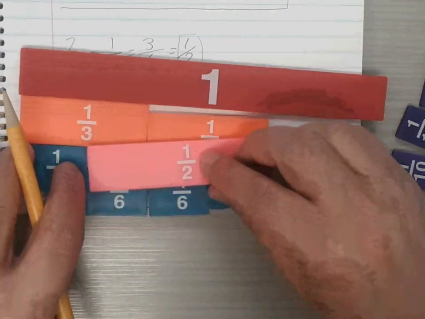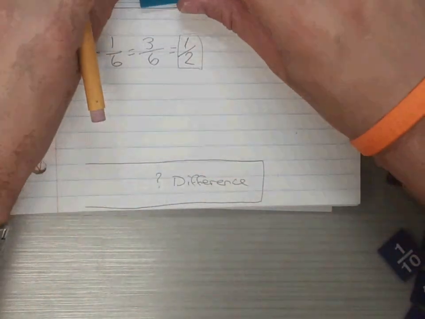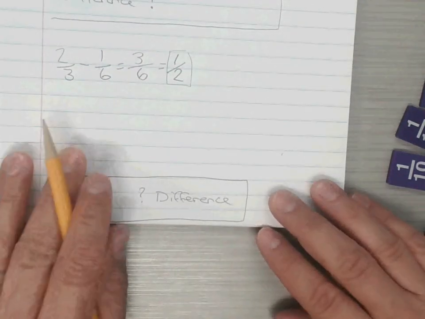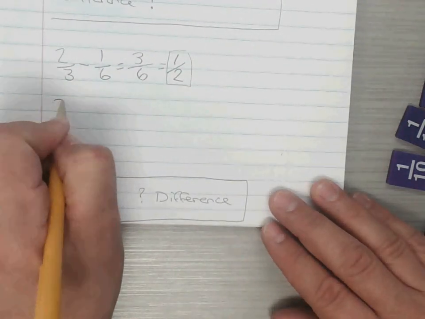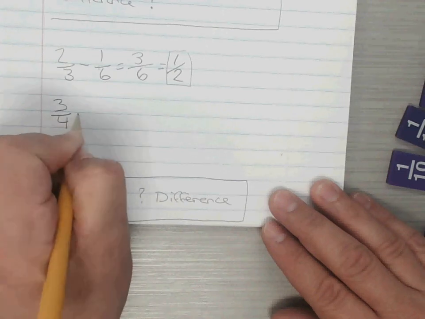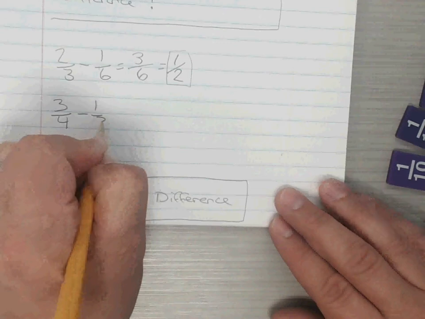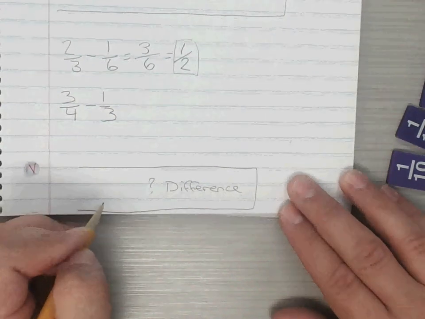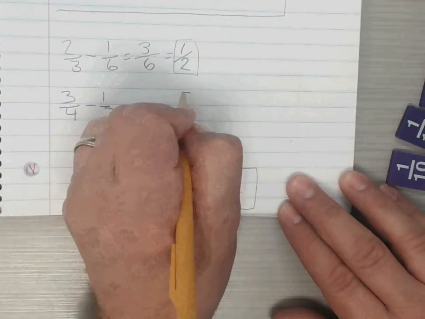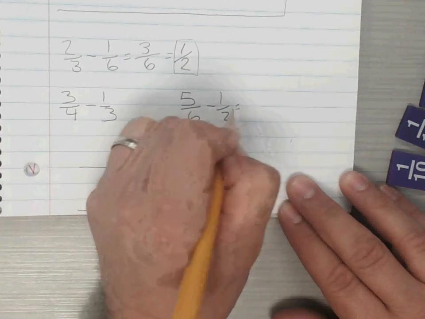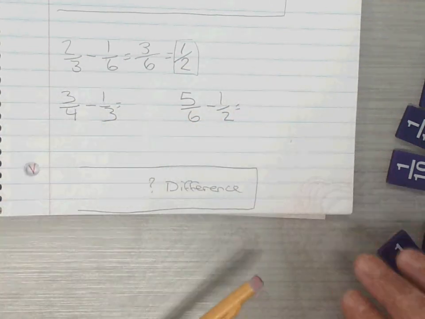Okay, I'm going to give you a couple of problems that I want you to work on for tomorrow. The first problem I want you to try is 3/4 minus 1/3. Then I would like for you to try 5/6 minus 1/2. Good luck, and can't wait to see you tomorrow.